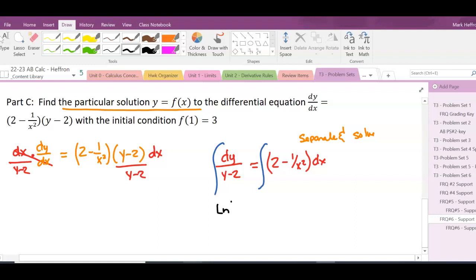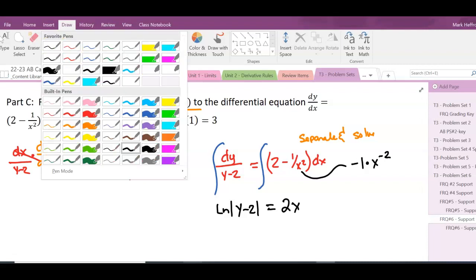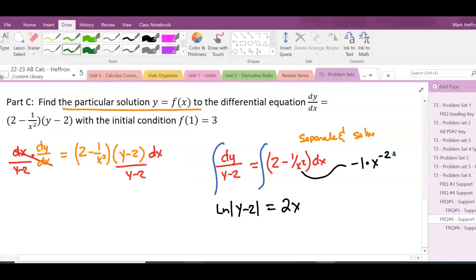So the natural log of absolute value of y minus 2, the integral of 2 is 2x, and before I integrate this, I'm going to write it as negative 1 times x to the negative 2. So I can apply the power rule, we'll add 1, and divide by that new power of negative 1, giving us positive 1 over x. Because this negative 1 can come back down, negative and a negative is a positive, plus c.